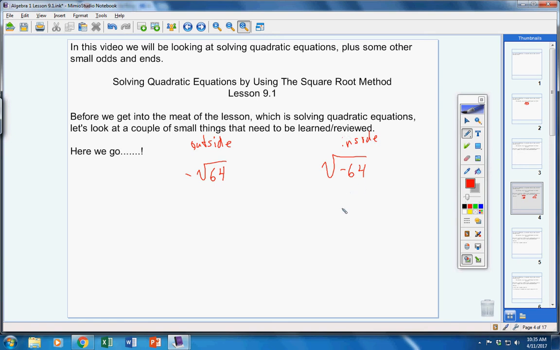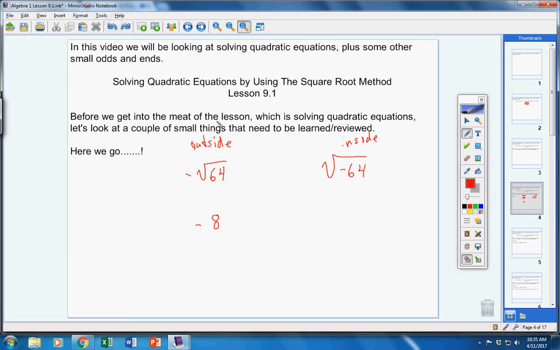And by the way, while we're working on this, why don't we take some notes real quick? Well, I'll tell you what, I'll get to that next. Let me finish this first. So, do you see the difference between these two problems? Now, I already showed you the answer to this is negative 8. But the answer to this is no solution. Write that down, and then I will explain why. The square root of negative 64 is no solution. Okay, now, let me explain why.